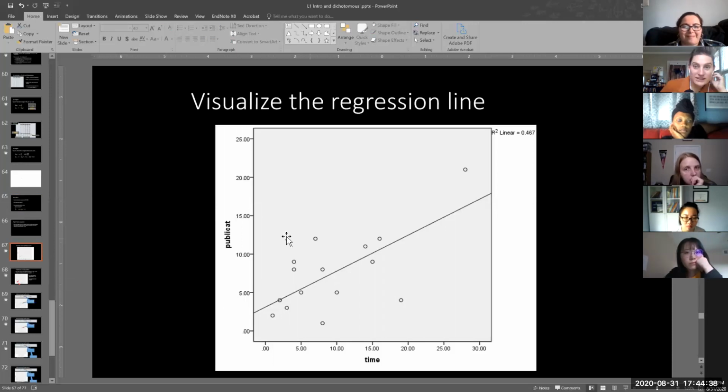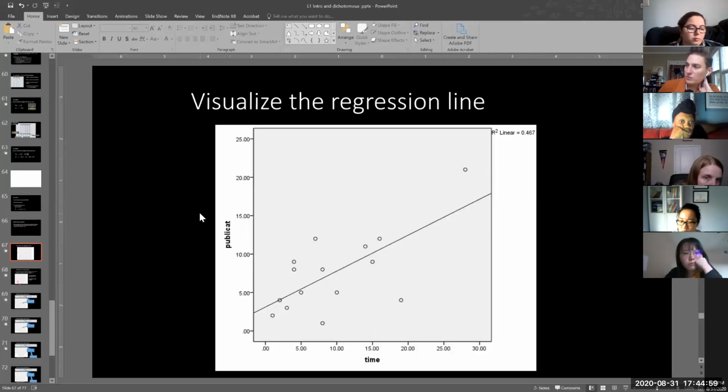All right, when I graph it, this is what it looks like. Each one of these points represents a person. So here's that person that had 10 years since they graduated. Here's that person with 28 years since they graduated. And then on this axis is the number of publications that they have. So there's my line through my scatter plot of points.